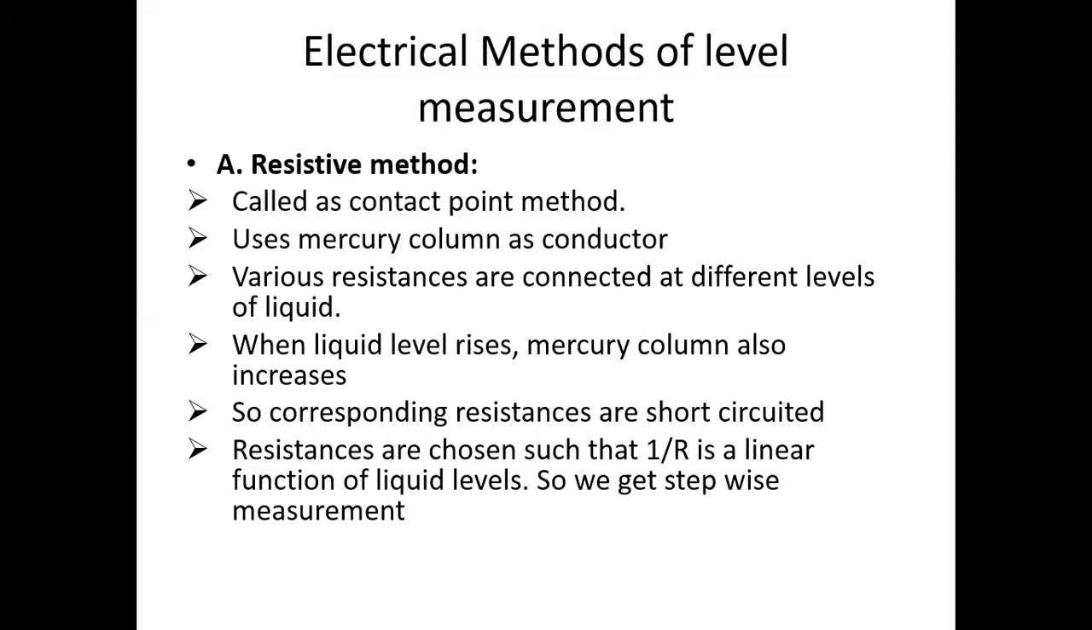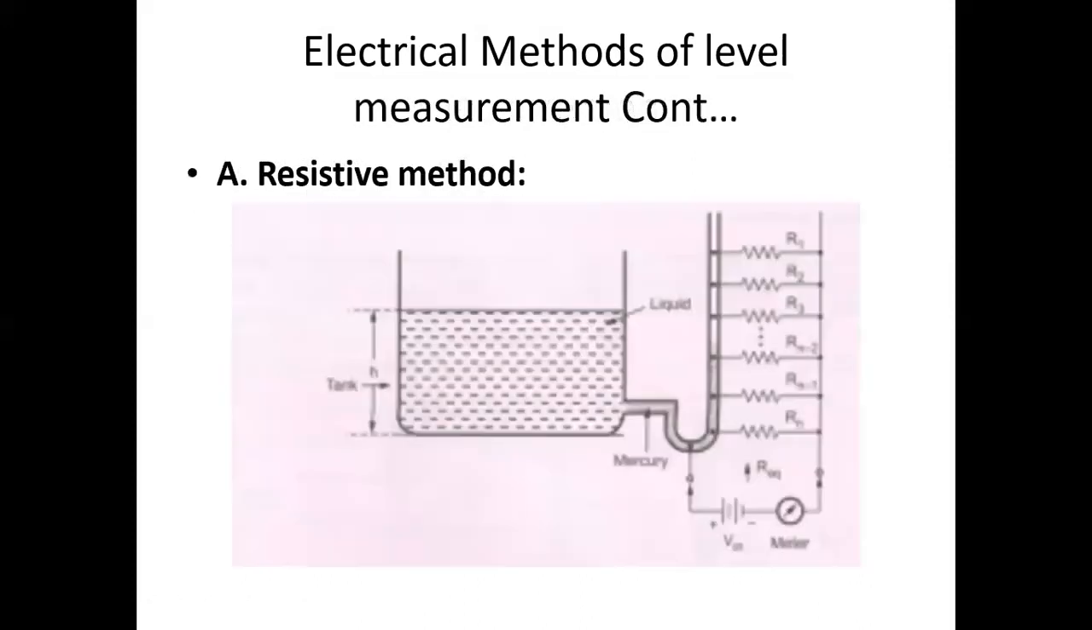Resistances are chosen such that 1 upon R is a linear function of liquid level. Means as the liquid level increases, the resistance value will decrease. So we get stepwise measurement. Also, as liquid level increases, the mercury column also increases.